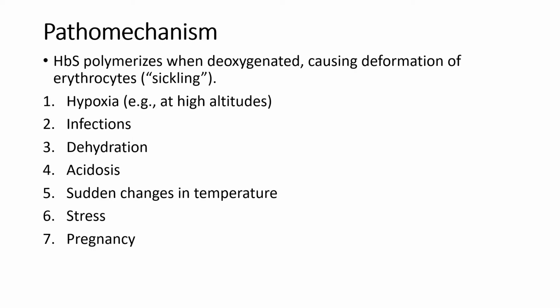Always remember. Coming to the pathomechanism. The HbS or sickle hemoglobin polymerizes when deoxygenated, causing deformation of erythrocytes. These are the conditions that can usually cause deoxygenation. They include hypoxia, infection, dehydration, acidosis, changes in temperature, stress, and pregnancy. Under these conditions, deoxygenation can occur, or reduced oxygen tension can occur in the blood.